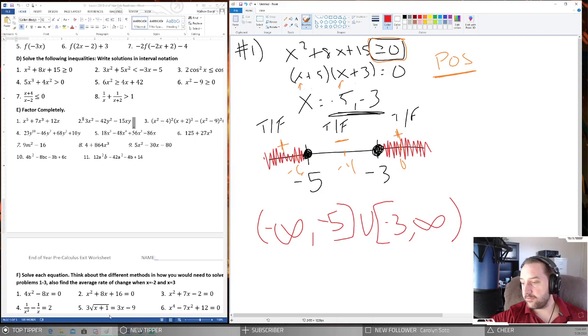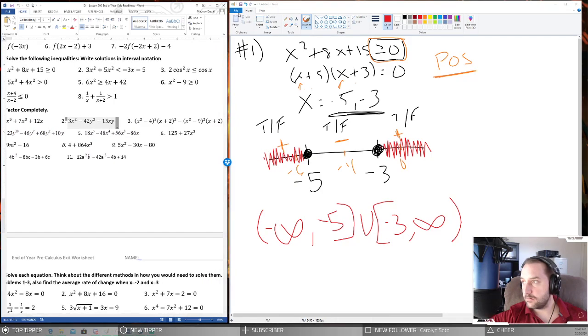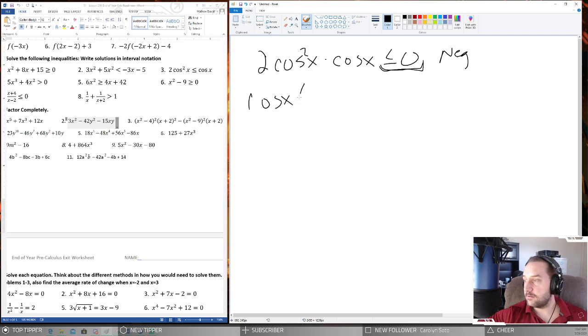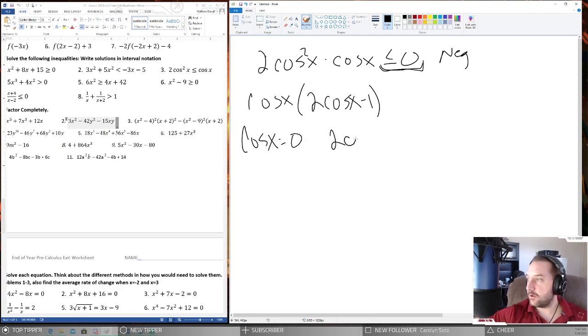Now number 3 is cosine. So if I subtracted the cosine, I'm going to get 2 cosine squared x minus cosine x is less than or equal to 0. Okay, so less than or equal to 0, those are the negative values. If I factor out the cosine, I get cosine x times 2 cosine x minus 1. So I have cosine x equals 0, and 2 cosine x minus 1 equals 0.